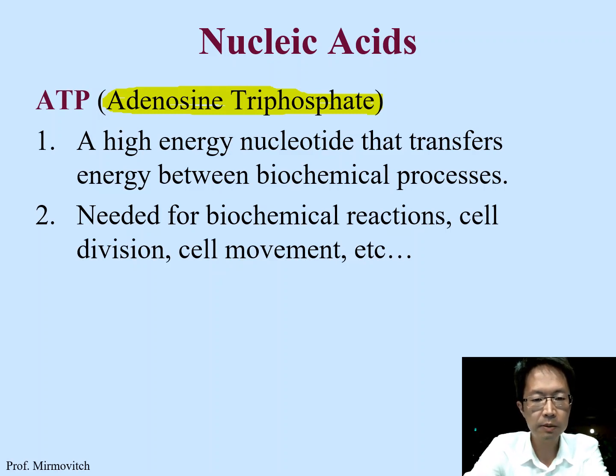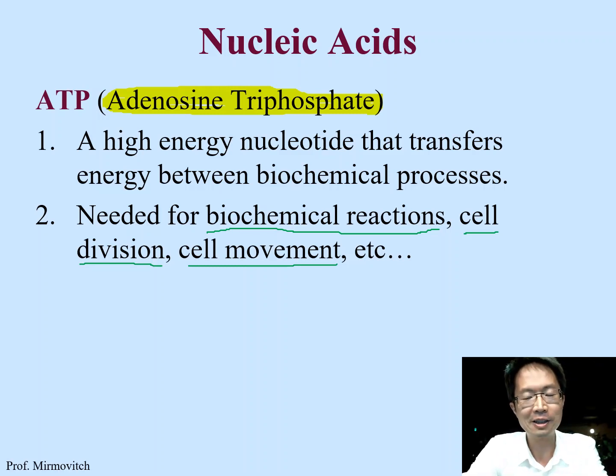We use ATP for all kinds of biochemical reactions. We use ATP to do mitosis, meiosis. We use ATP for cell movement. Think about a sperm. Sperm have a flagellum. The beating of the flagellum requires a lot of ATP.